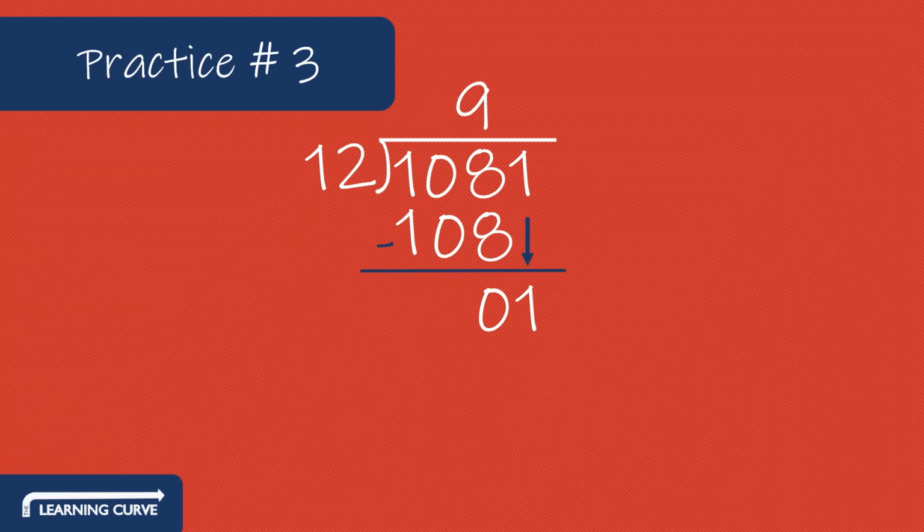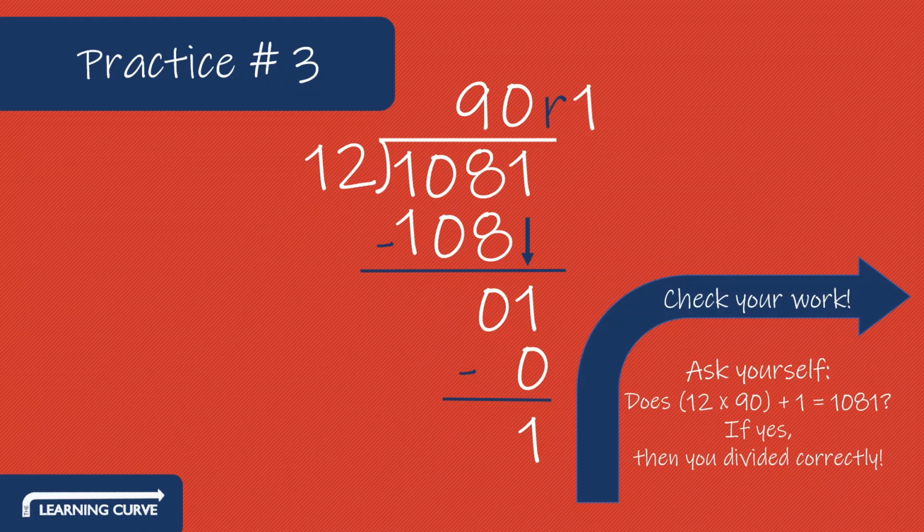Now 12 goes into 1 0 times, and 12 times 0 is 0, and we're going to subtract. So 1 minus 0 is 1, and we're going to stop now because 12 cannot go into 1 any more times, so we're going to leave that as a remainder. So you're going to use a remainder anytime you have a number that results that's less than the number that you're dividing. And here you can check your work by doing 12 times 90 plus 1, and if that equals 1081, then you divided it correctly.